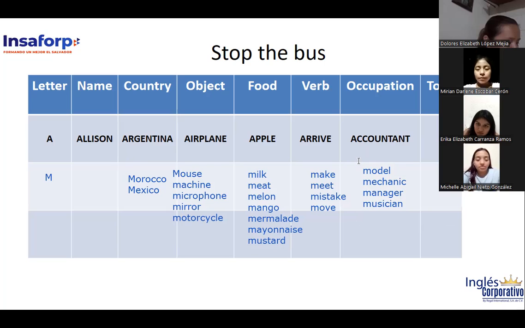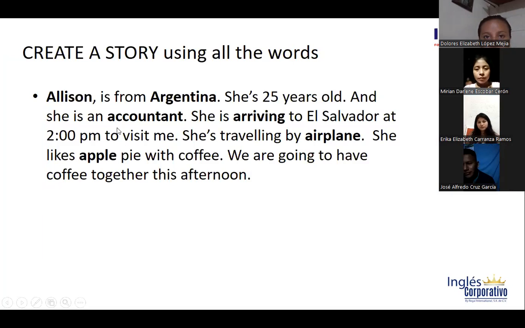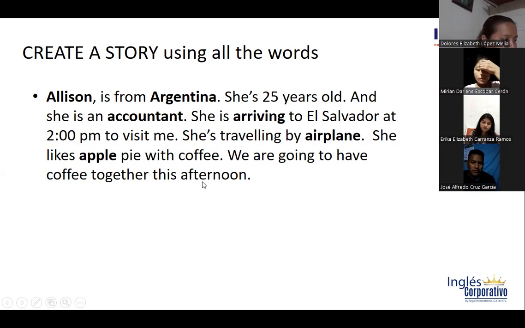Okay, very good. Now guys, what you are going to do is the following. You are going to create a story using the words. This is an example. Allison is from Argentina. She's 25 years old and she is an accountant. She is arriving to El Salvador at 2 p.m. to visit. She's traveling by airplane. She likes apple pie with coffee. We are going to have coffee together this afternoon.